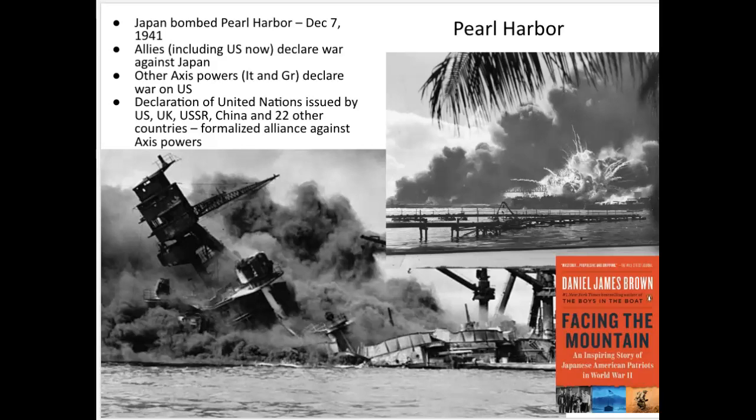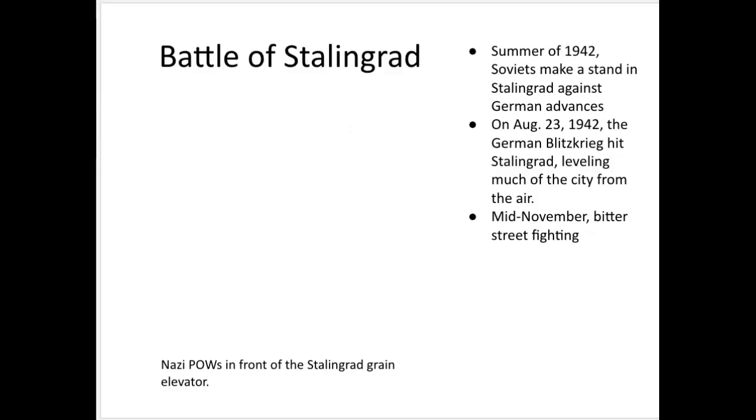And there's a declaration of the United Nations that's issued by the United States, the UK, the USSR, China, and 22 other countries that formalize an alliance against the Axis powers. And now it sort of feels like it's the whole world against Japan, Italy, and Germany.